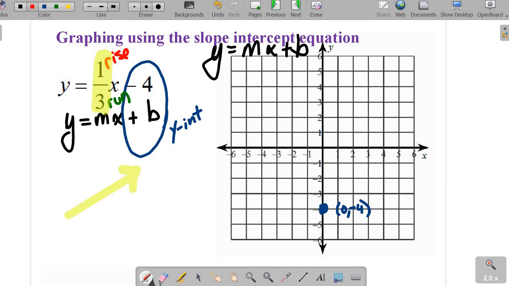In this case, my rise is 1. So up 1 over 3. I could have gone down 1, rise, and over 3 this way. What we need to make sure is that we end up with a positive tilting line, which goes from left to right.